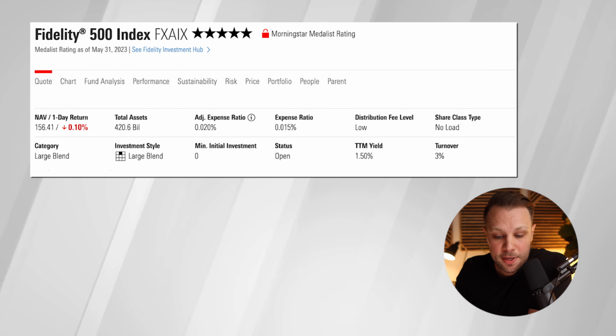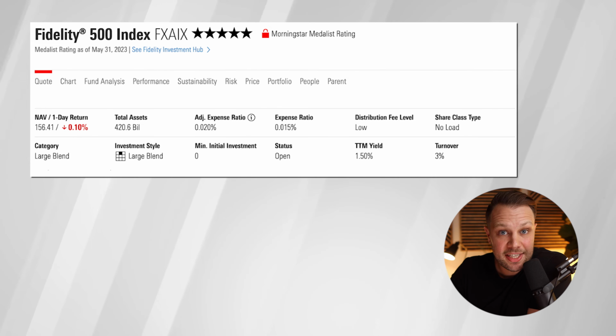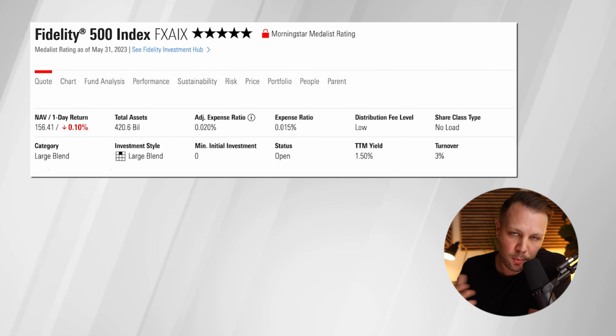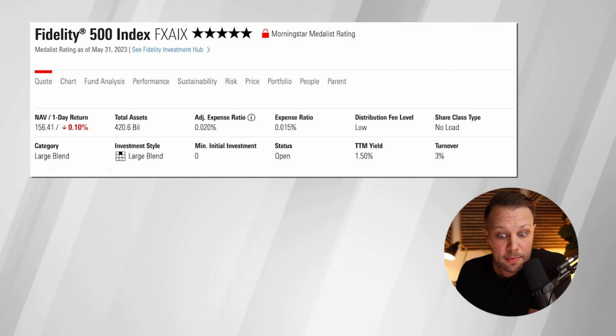So FXAIX, as you can see here, has an expense ratio of 0.015%. So FNILX has a 0% expense ratio, and then FXAIX has a 1% expense ratio. And the yield is 1.50% with the same turnover ratio at 3%. So this is a fund with an extremely low expense ratio, and the differential between these two, like I said, is this one tracks the S&P 500. That's why they can call it the Fidelity 500 Index, or the FXAIX.